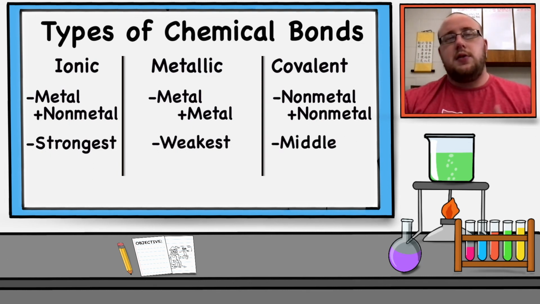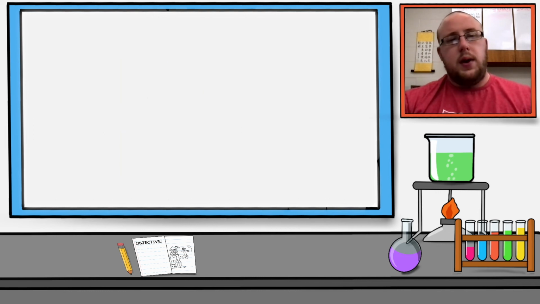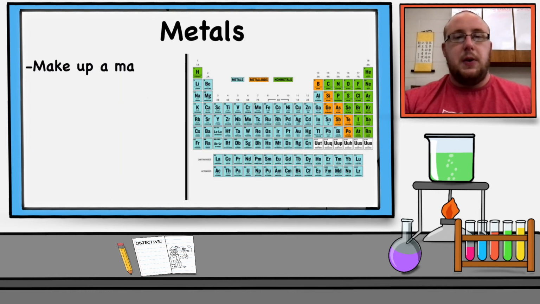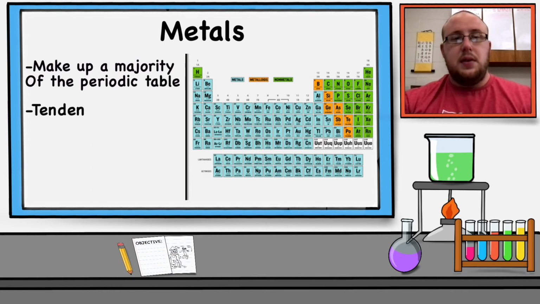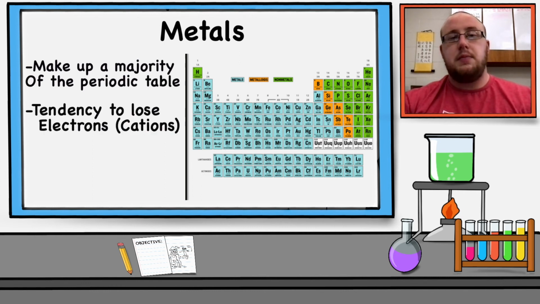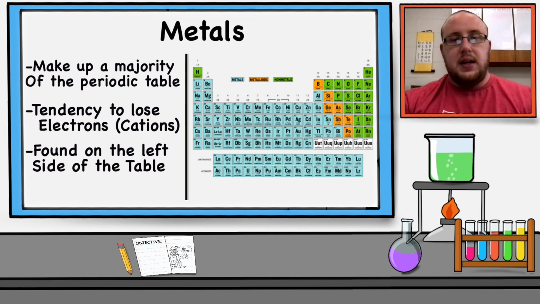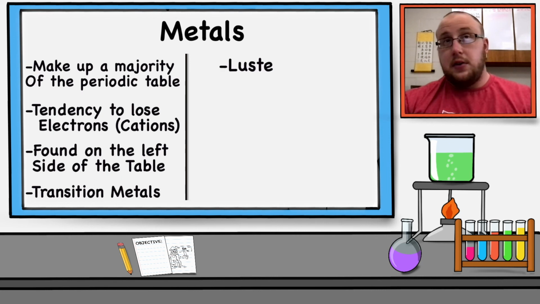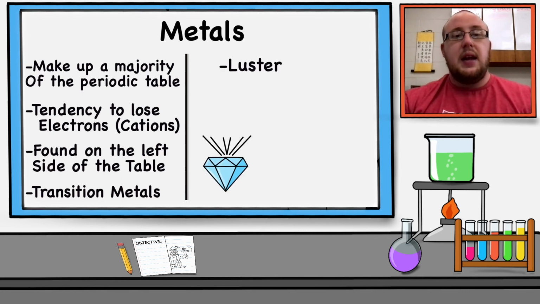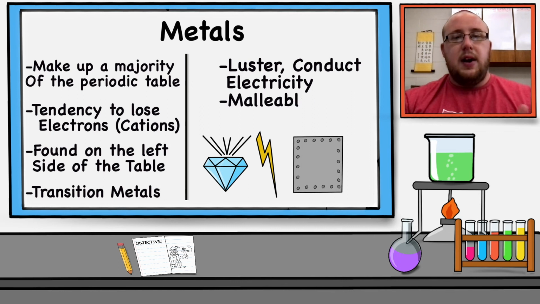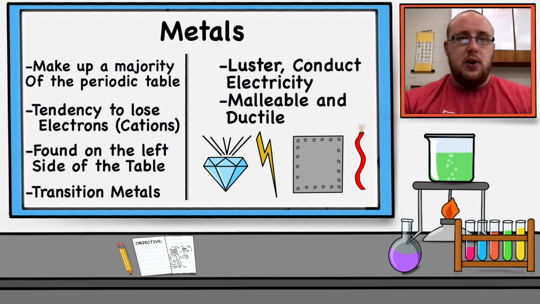Just to review metals, nonmetals, and metalloids, let's talk really quick about them. Metals make up the majority of the periodic table. Metals have a tendency to lose electrons during chemical reactions and make cations. They're primarily found on the left side of the periodic table and include the transition metals. Metals are characterized by having luster, in other words, they're shiny. They can conduct electricity well, and they are malleable and ductile. That means they can be hammered into a sheet or pulled into a wire. So that's metals, most of your periodic table.